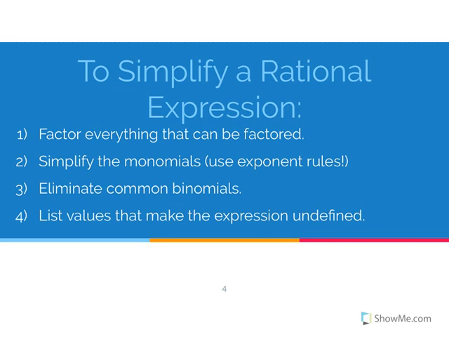We're going to write down all the steps first. So to simplify a rational expression, step 1, you're going to factor everything that can be factored. Step 2, you're going to simplify the monomials. You're going to use your exponent rules when you're doing this. Number 3, you're going to eliminate common binomials. Number 4, you're going to list values that make the expression undefined.